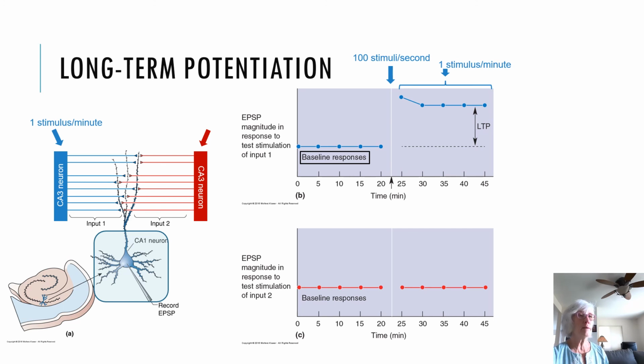So the CA1 cell is, let's say, listening more astutely to the CA3 cell that it got that high frequency stimulation from. This is long-term potentiation, and it is part of what Hebb described as a stronger connection between these two neurons.